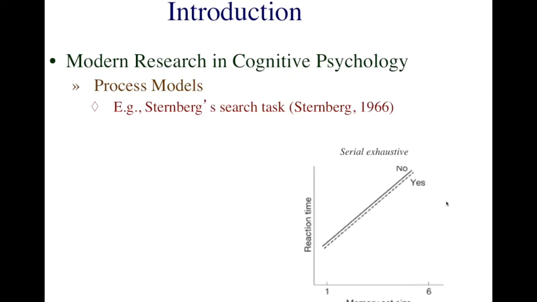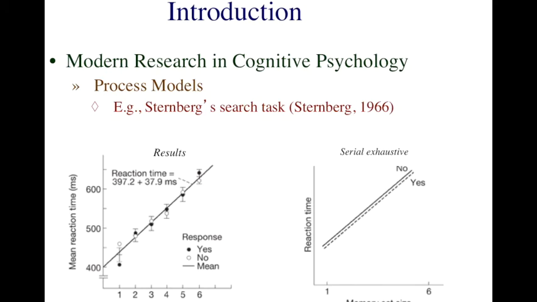A third type of search that could happen is serial exhaustive search. And here what happens is you don't stop if you find it. The search process is thought to be ballistic. Once you start it, you have to go to the end of the list even if you find the item. In which case, what we should find is that there will be an effect of memory set size. You'll be slower the more items you have to search through, but there'll be no difference between no and yes responses, because in both cases you've searched to the end of the list of letters.